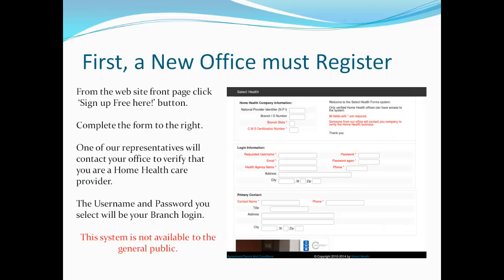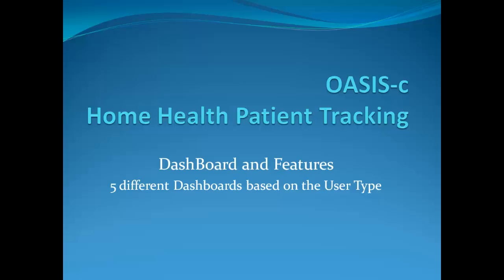From our front web page, you'll see a button to sign in. Click it to go to this page. Here you will pick the branch login name, password, and email address. Of course, the login name and the email address must not already exist. A representative will contact your office to confirm that this is a valid home health care agency. This is required by our agreements with other companies, and your user login will be activated. Now let's look at the system.